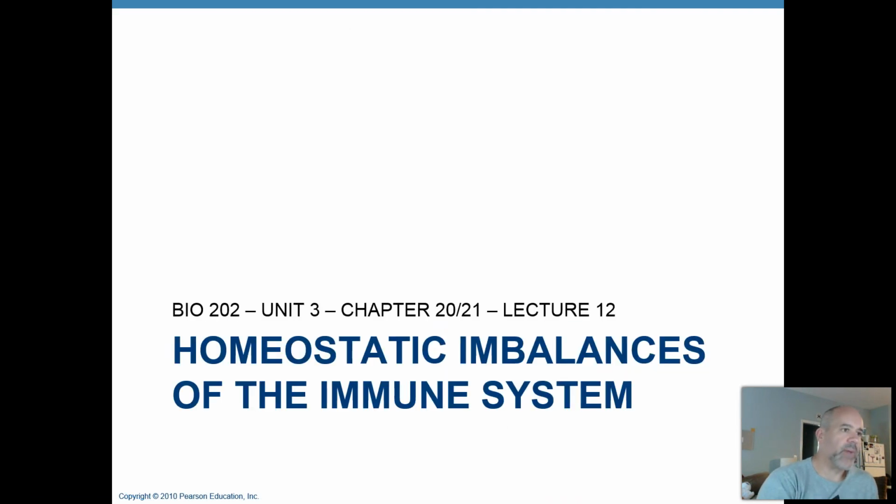So those are some examples of passive immunizations. The last lecture we're going to hit some highlights on a few homeostatic imbalances of the immune system, and then that is going to conclude Unit 3.